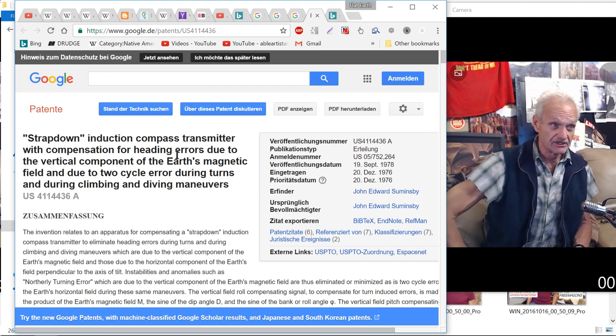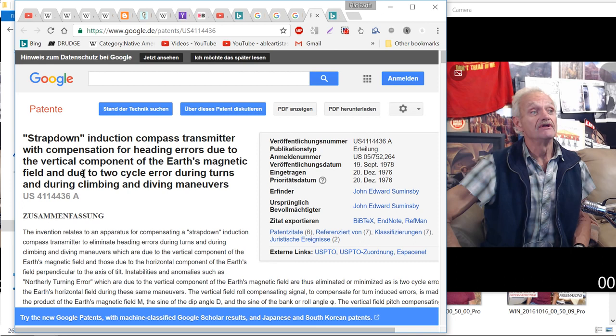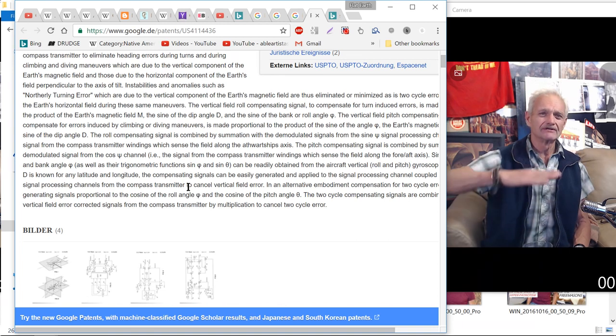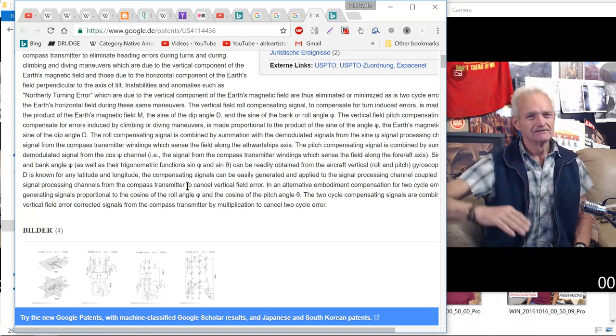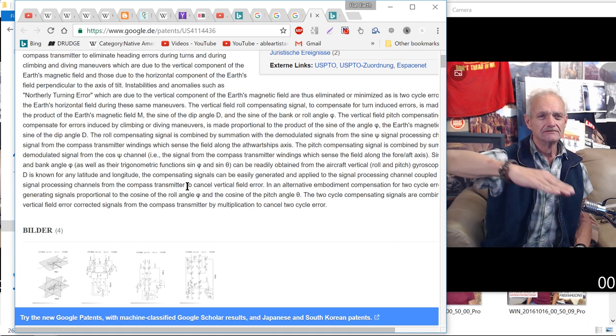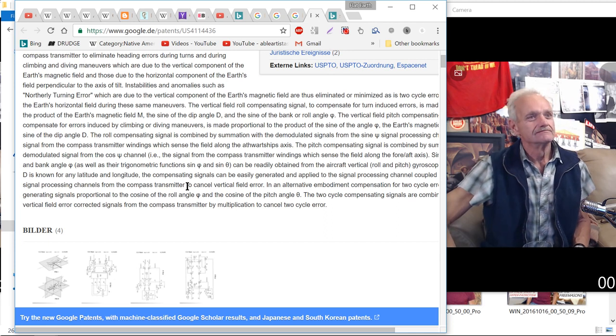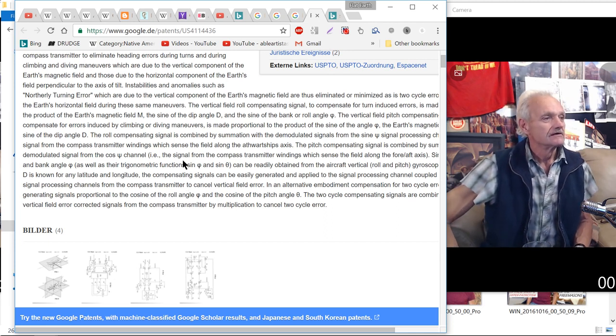strap down induction compass transmitter with compensation for heading error due to the vertical component of the Earth's magnetic field and due to two-cycle error during turns and during climbing and diving maneuvers. Okay, so the problem is the compass is supposed to be flat, let that needle float, but what they're doing is turning, diving, and climbing. Your yaws and your pitches and that stuff.